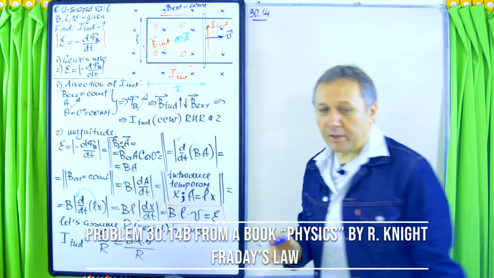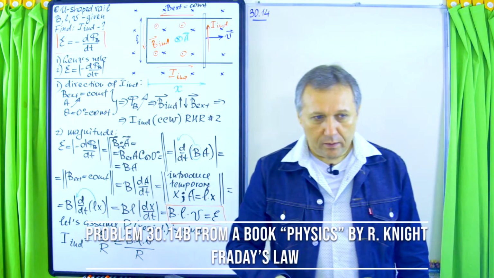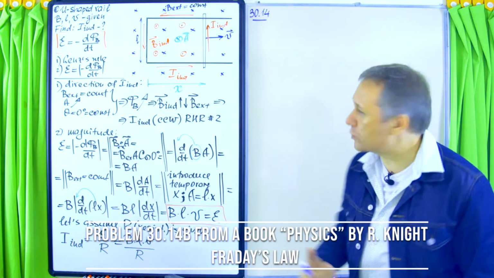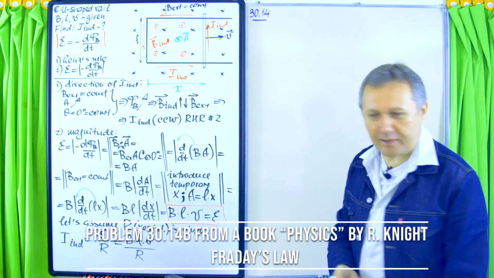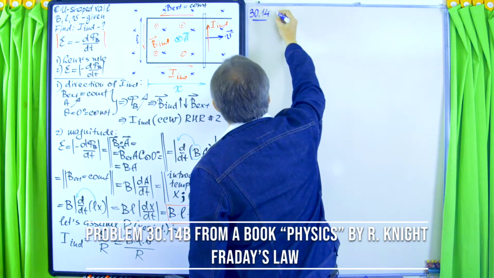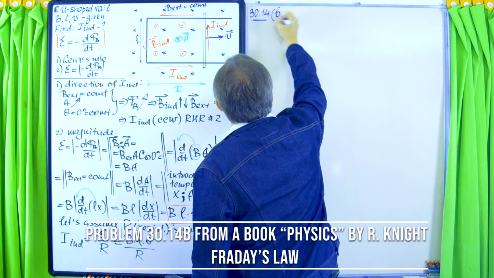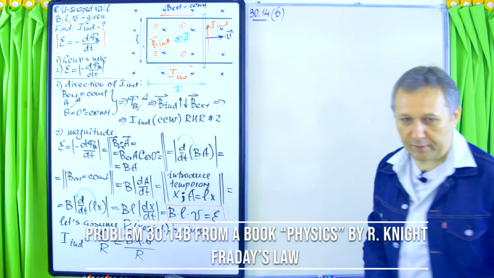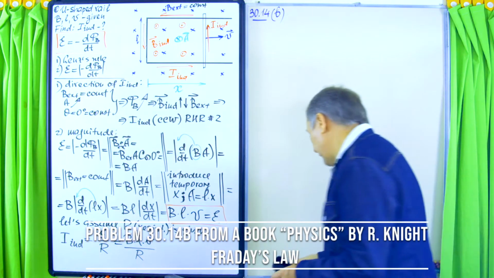So there are three parts, A, B, and C. Usually before I used to solve part A, but now I decided to solve part B. But in your homework, of course, you're going to have all three parts. Right? So what do we have here?